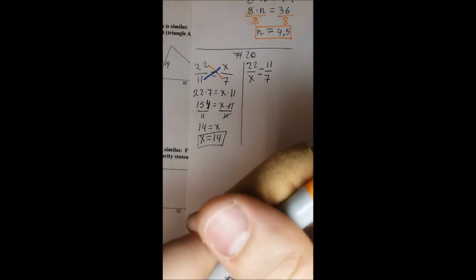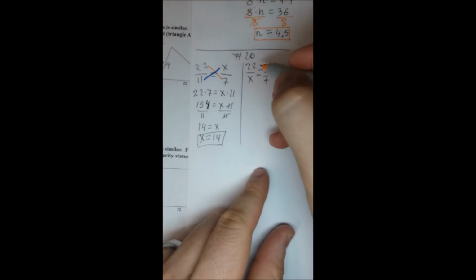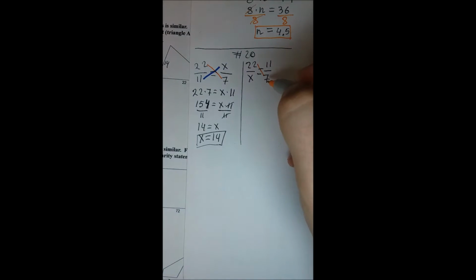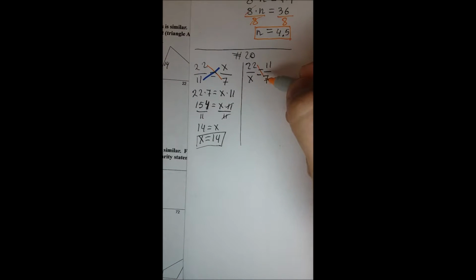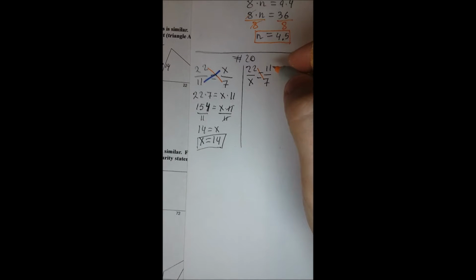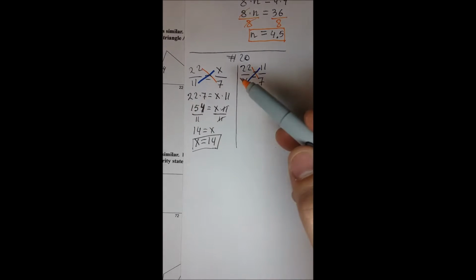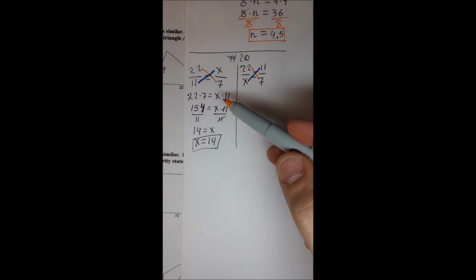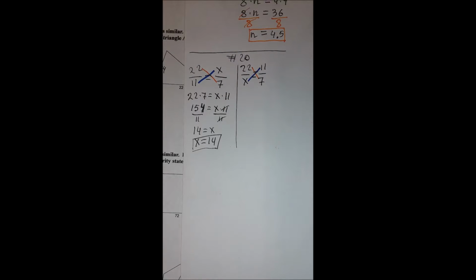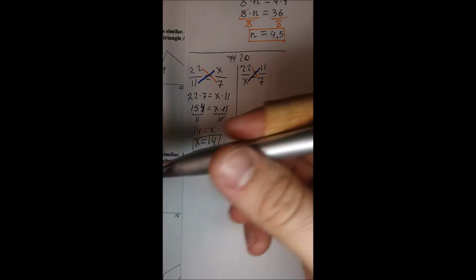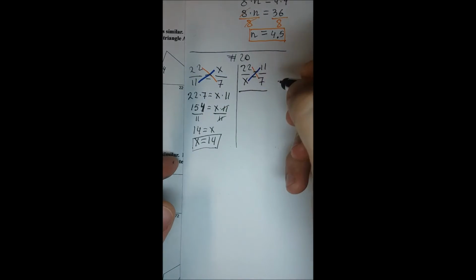And we're going to do the same thing as previously. So 22 times 7 equals x times 11. And the result is going to be the same as the previous one. You know that 22 times 7 is 154, and x times 11 and 11 times x are essentially the same thing. All right, so that's one. I'm not going to go into details of that.